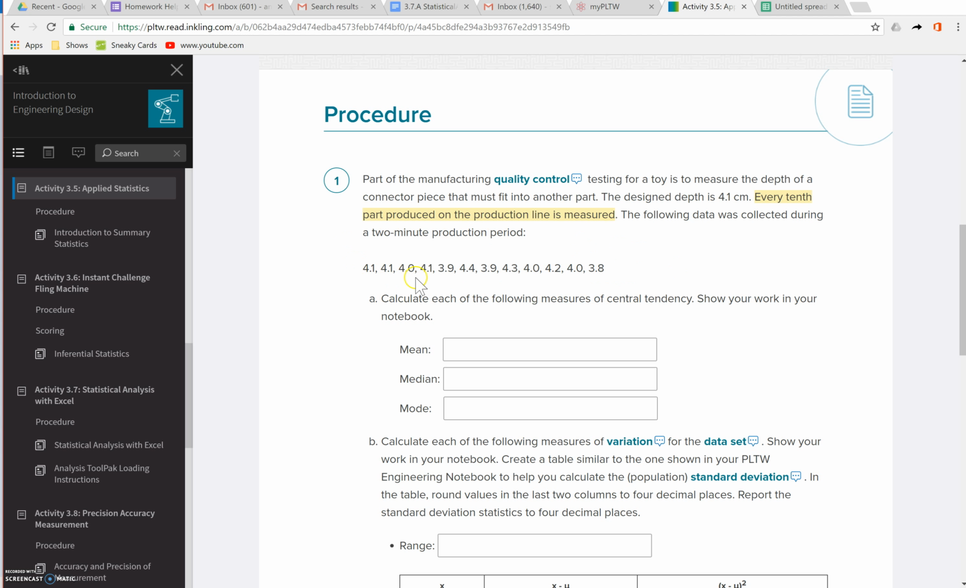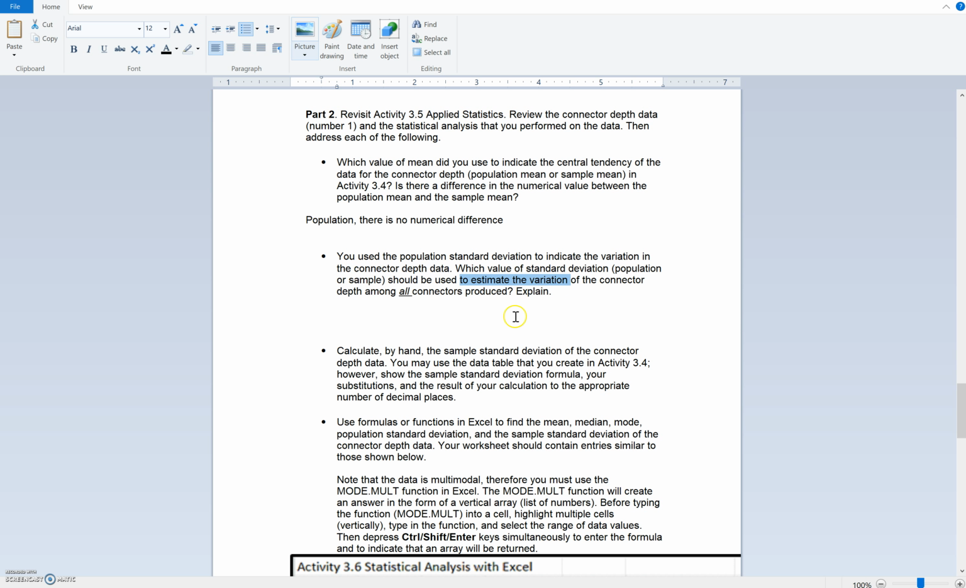So all of this represents 120 different parts that were made. Every 10th one was pulled off the line and measured, and they all should be 4.1 even, but there's some that are under and some that are over. So we should have used sample because we pulled every 10th part.